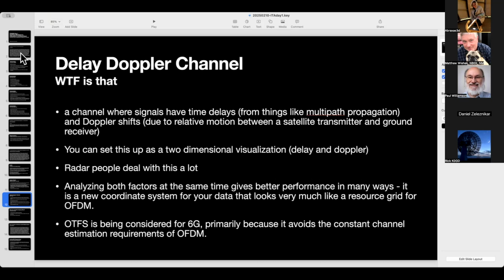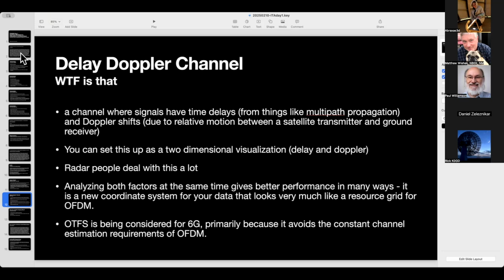So that got my attention. And then delay Doppler channel. I'm like, I don't know. This stuff's hard. Like, okay, now you're going to throw a delay Doppler channel at me. Okay, so it's a channel where the signals have time delays and Doppler shifts. So if you imagine your resource grid from OFDM, one axis is going to be your time delay, and the other axis is your Doppler shift. So you can set it up like a 2D visualization, delay and Doppler.